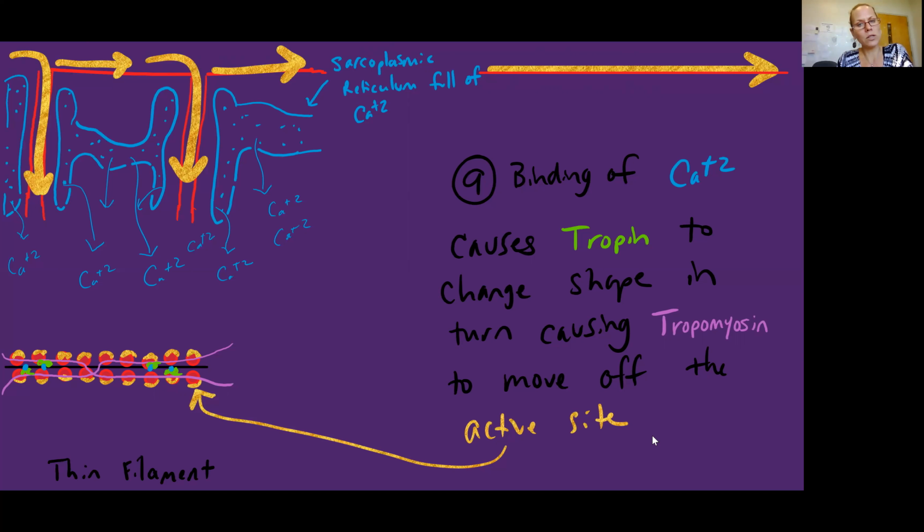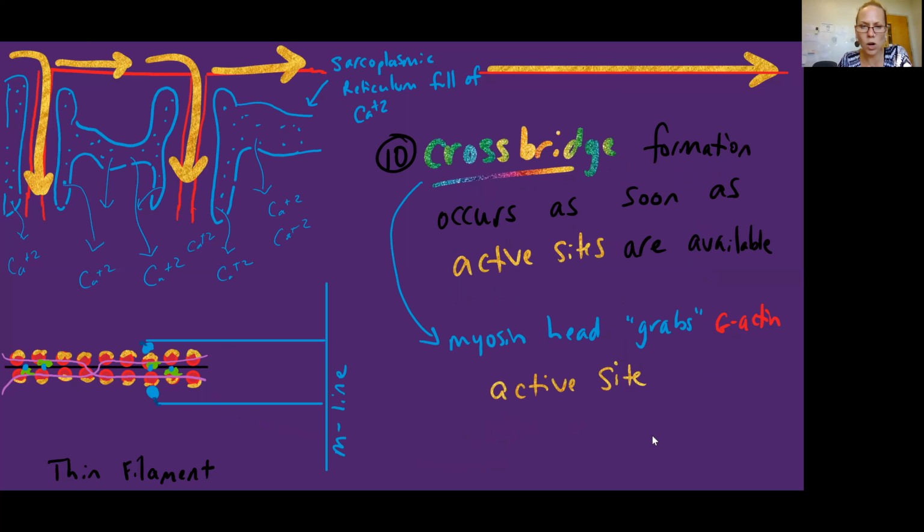So when calcium binds to troponin, the troponin-tropomyosin complex shifts off of the active site, and the myosin head, which has been waiting and admiring that active site, reaches down and grabs hold of it. When the myosin head grabs hold of the actin active site, we call this cross-bridge formation.